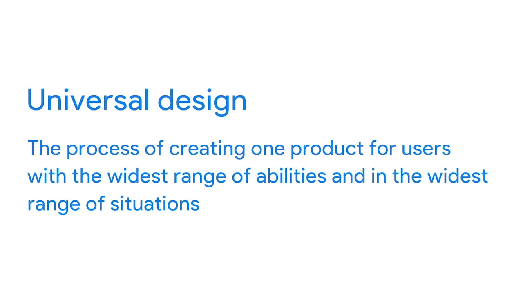When designers began considering how to include an even broader range of people in their designs, they called it universal design. Universal design is the process of creating one product for users with the widest range of abilities and in the widest range of situations. Think of it like a one-size-fits-all approach. Designers propose one solution for everyone.